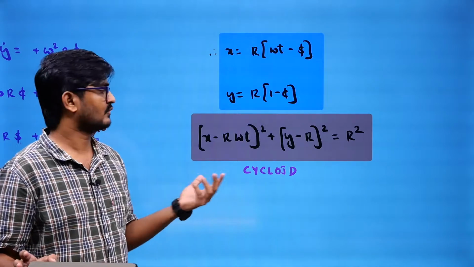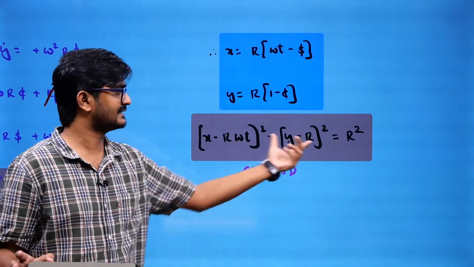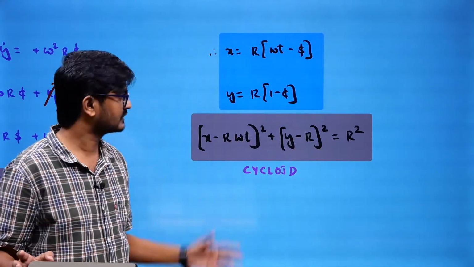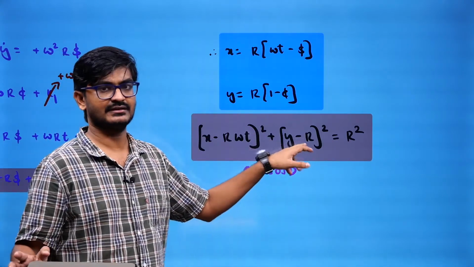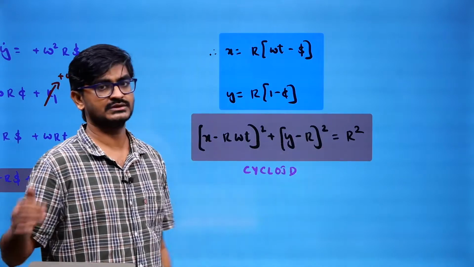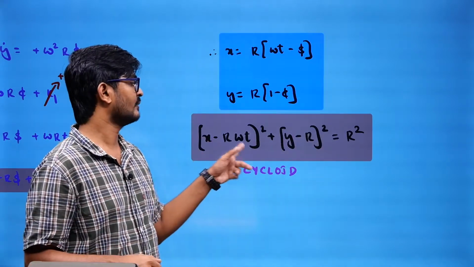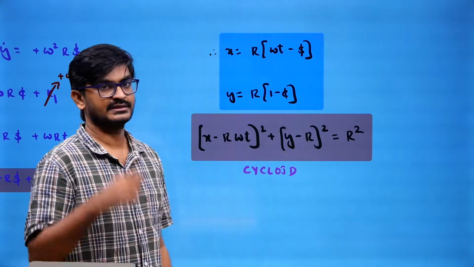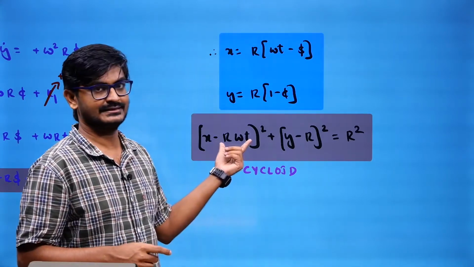Now I'll show what it means by cycloid. Now what does this say? This looks like circular motion, where the y coordinate of the center is r. This is a circular motion whose center coordinates are r omega t comma r. That is the x coordinate of the center.